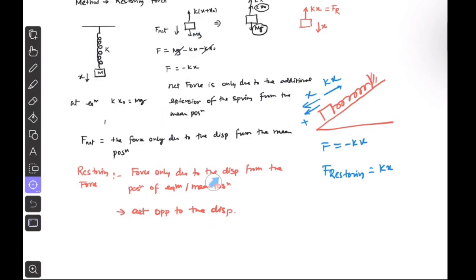So the restoring force will be the force only due to the displacement given to the block from the mean position. And which force am I talking about? The force which is causing this block to undergo SHM. Now take this spring block system kept on an inclined plane. If I further pull the block down the incline by x, the force only due to this displacement x will be kx upward. So the net force will be minus kx. After that, everything is the same as the first one.